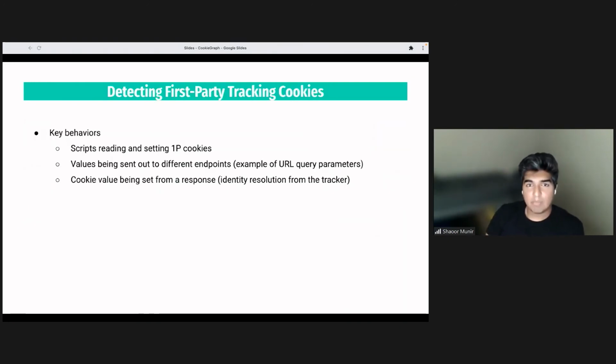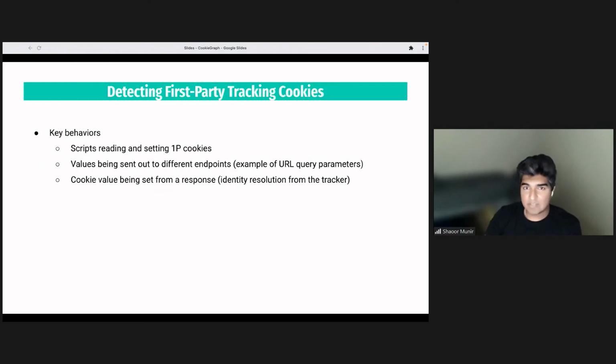So with the help of this documentation and then analysis of these behaviors, we formalized some of the key behaviors of first-party tracking cookies. These behaviors are multiple scripts reading and setting first-party cookies, their values being sent out to different endpoints, and then also the cookie value itself being set from a response value. The response in this case would come from an identity resolution service, which is run by these trackers.